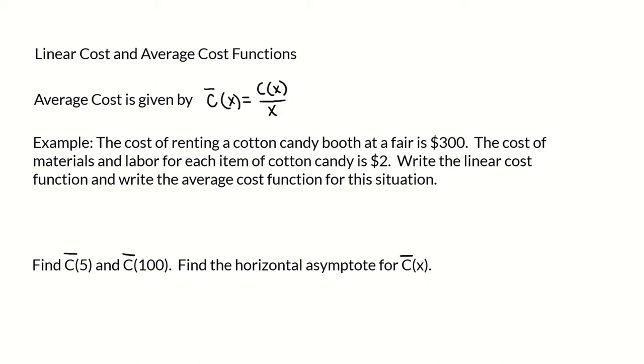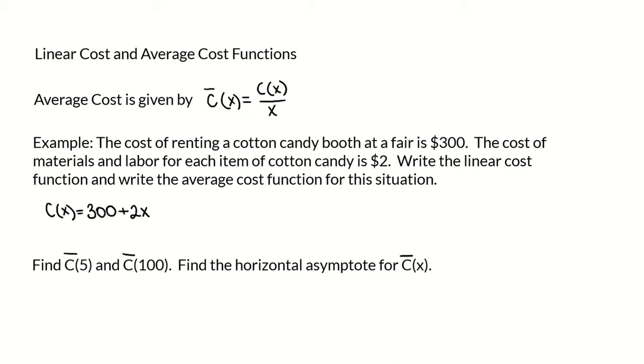So starting with the linear cost function, the starting costs, no matter how many items are sold, is $300. That's the rental fee. Plus, for each item sold, the cost is $2 additional. So where x is the number of cotton candy items sold, C of x is 300 plus 2 times x.